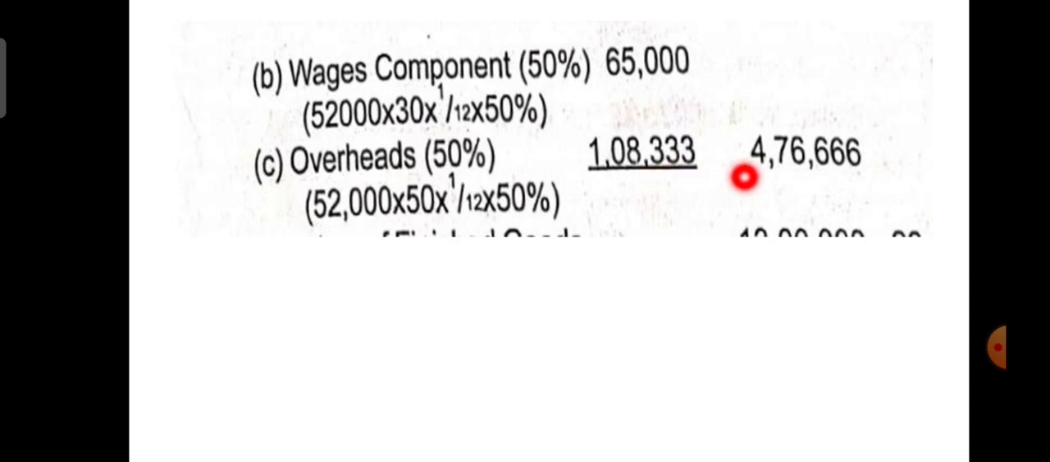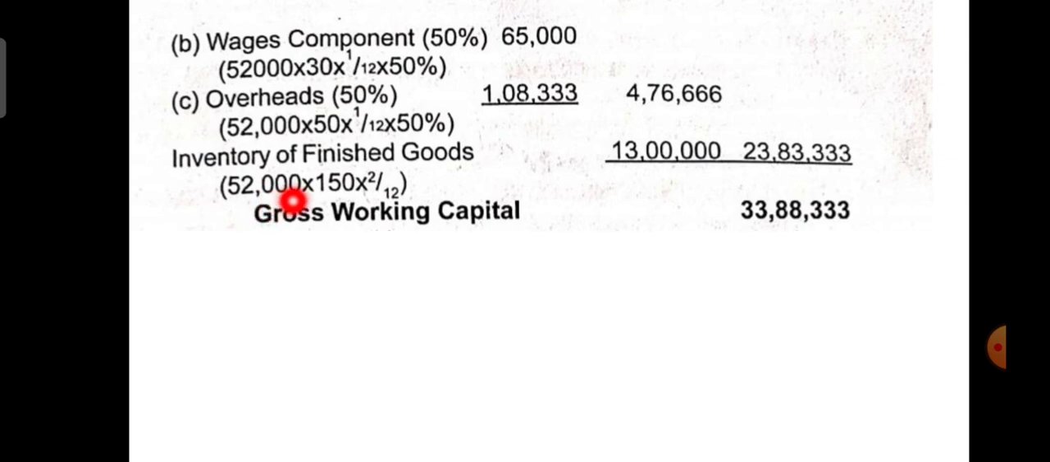Total work in progress is 4,76,666. Next, finished goods, valued based on cost of production. Cost of production and cost of sales are the same here, that is 150, 70 plus 30 plus 50. So 52,000 into 150 into 2 by 12, 13 lakh. So total inventory is 23 lakh 83,333. So add all the current assets, you get gross working capital 33 lakh 88,333, less current liabilities.